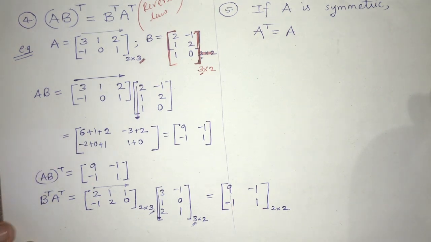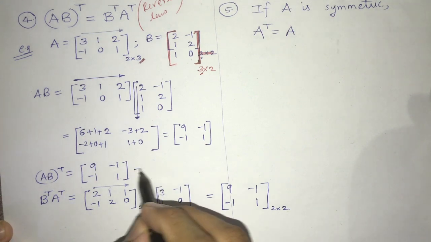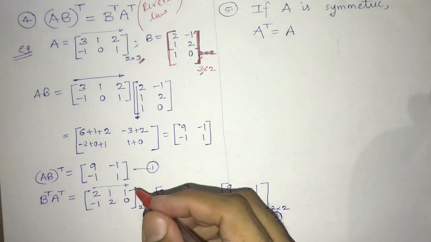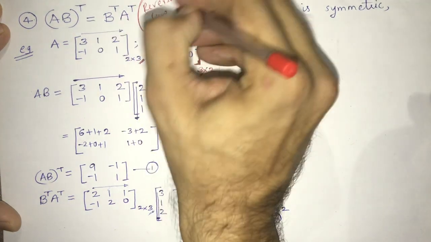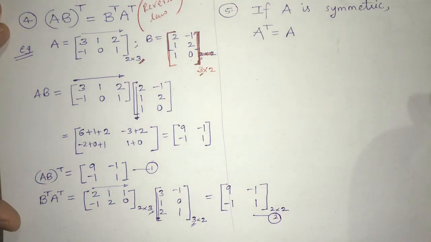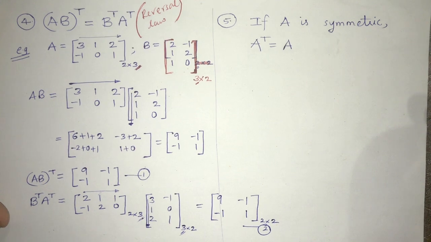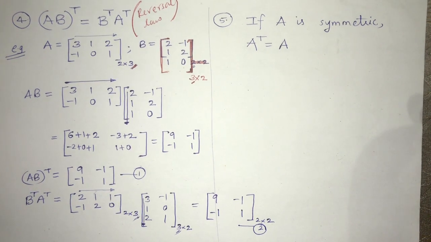It's coming same as AB the whole transpose. You can see AB the whole transpose, yeah, and you can see B transpose A transpose, right? So this is called as reversal law. B transpose A transpose उल्टा हो जाएगा. AB the whole transpose can be written as B transpose A transpose, उल्टा हो जाएगा.